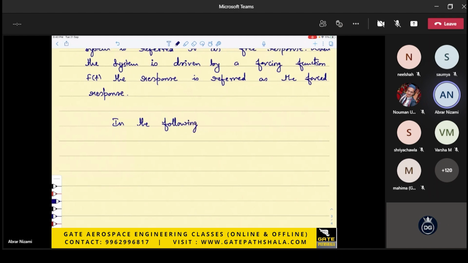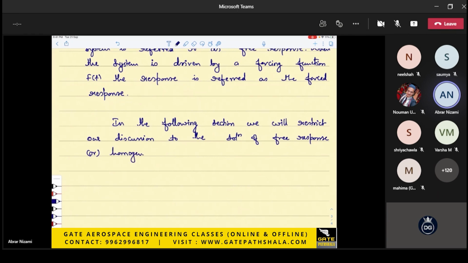In the following section, we will restrict our discussion to the solution of free response, because continuously there will be no gust or the force of excitation won't be acting continuously. For us, the free response is very important, or we can say homogeneous equation.